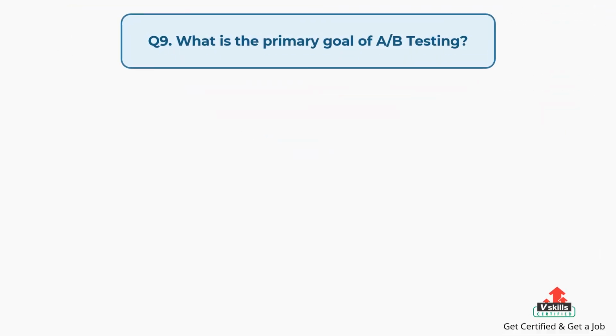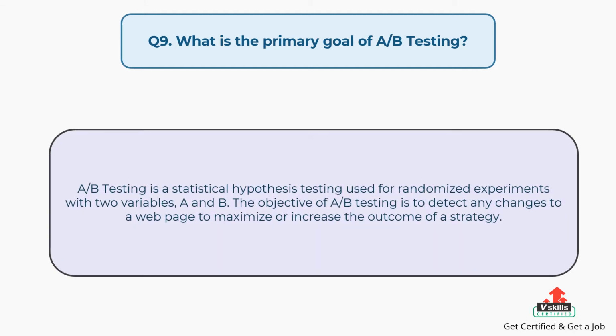Question number 9. What is the primary goal of A/B testing? The answer is: A/B testing is a statistical hypothesis testing used for randomized experiments with two variables, A and B. The objective of A/B testing is to detect any changes to a web page to maximize or increase the outcome of a strategy.